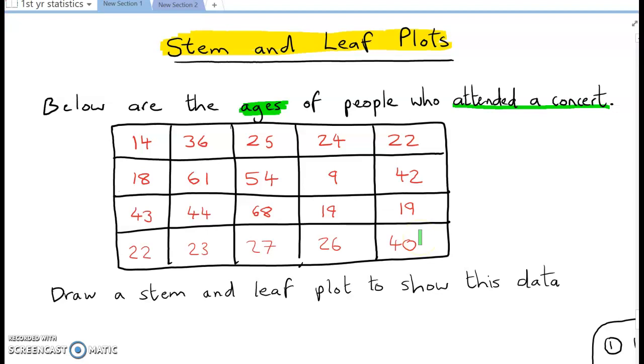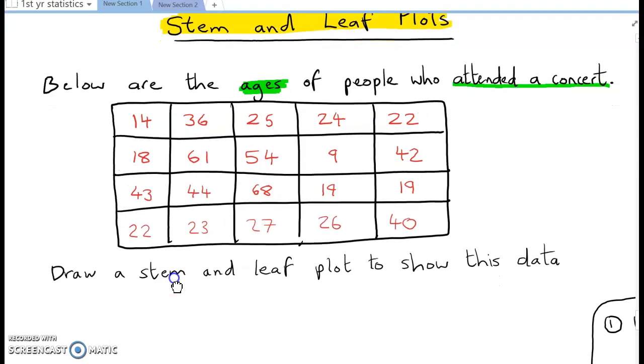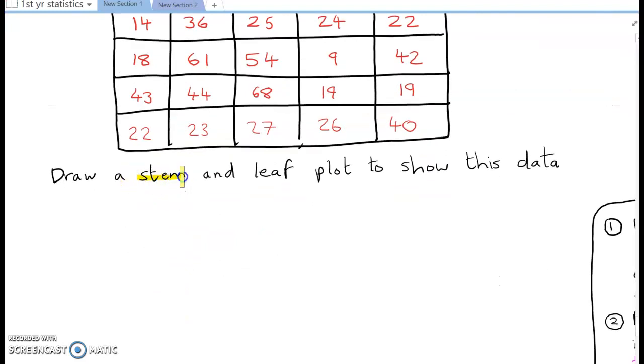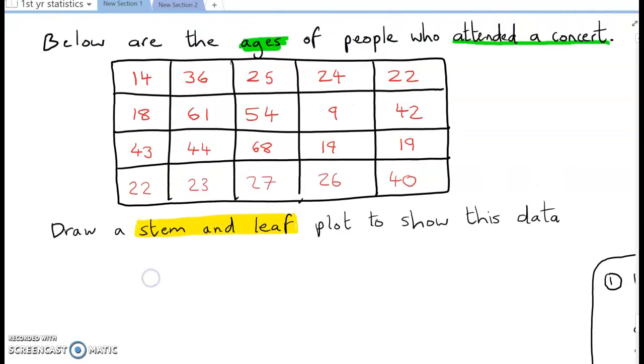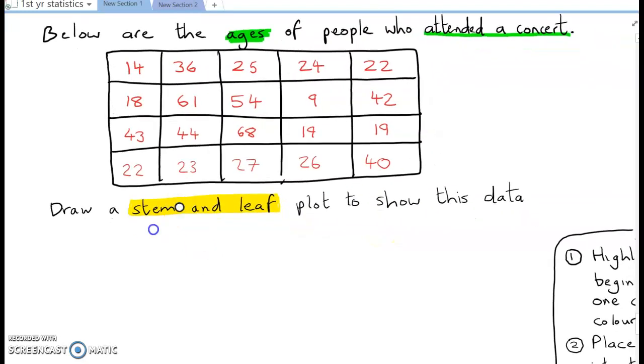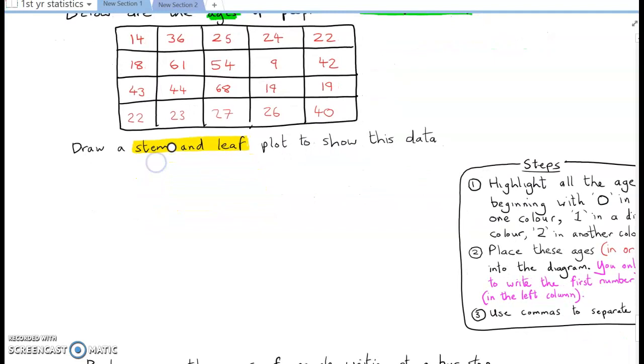Now what we need to do is to tidy this up so it's a little bit more presentable and a little easier to understand and visually see these ages. And to do that, we draw what's called a stem and leaf. And a stem and leaf is a way, just much like a bar chart is a way, of presenting data in a neat and tidy and easy to understand way. Okay, so we have to turn this box of ages, all these 20 people's ages, into a stem and leaf diagram. Okay, now how do we do that? Let's take a look at the steps to do that over on the right hand side.